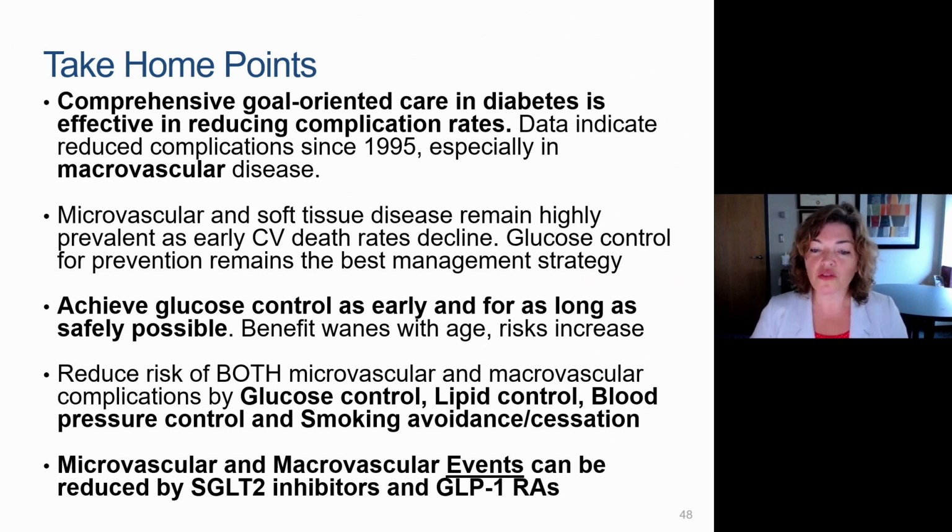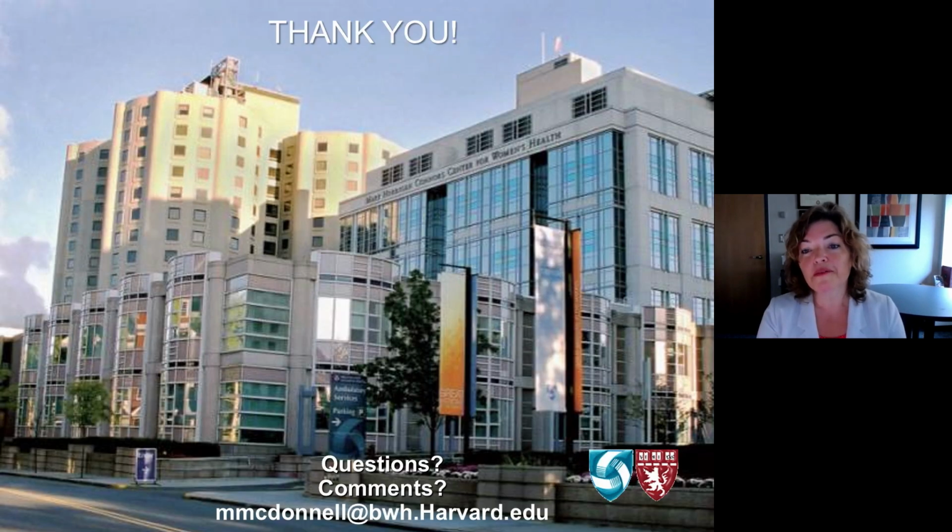So it's important to think about preventing these as well. So achieving glucose control is probably the most important thing to do to protect people. And then adding lipids, blood pressure control, and smoking avoidance is critical. And of course, we spent a lot of time talking about the SGLT2s and GLP-1s, and I hope you feel a little more comfortable incorporating them. Thank you so much to everybody.